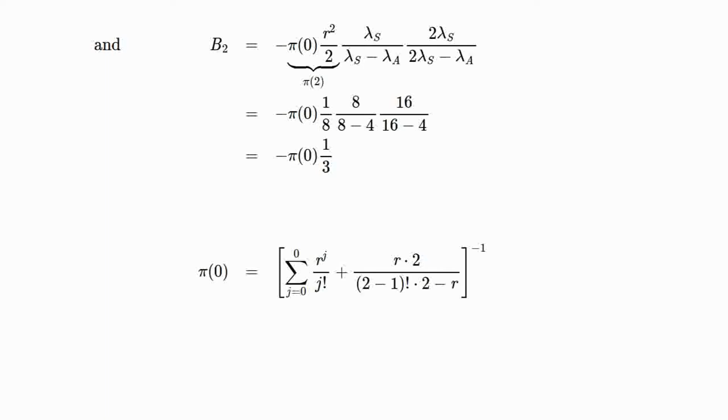It's the sum from j equals 0 up to k minus 2, but k is 2, so it's just the sum from 0 to 0, one term, r to the j over j factorial. Well, that's just going to be 1 because j is 0. It's going to be r to the 0 over 0 factorial, 1 over 1, which is 1. And then plus r times k, but k is 2, which is just going to be 2r over (k minus 1) factorial, which will be 1 factorial, which will be 1, times (k minus r), and that's going to be 2 minus r. And then all of that to the minus 1.